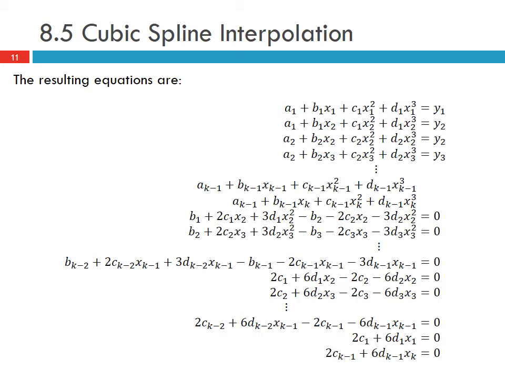So the resulting equations using the natural spline technique are shown here. The first ones come from the continuity of the function at the interior knots, as well as the function must pass through the endpoints. The next ones come from the continuity of the first derivatives at the interior knots. And then the next ones come from the continuity of the second derivative at the interior knots. And then the last two come from our end conditions, which we said the second derivative at the endpoints is equal to 0.